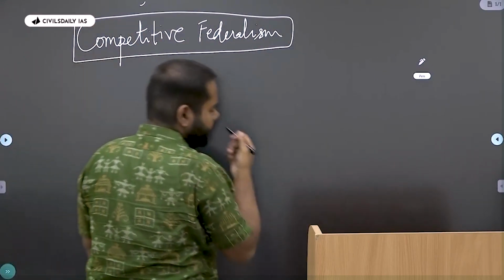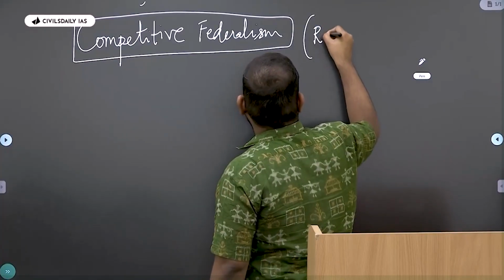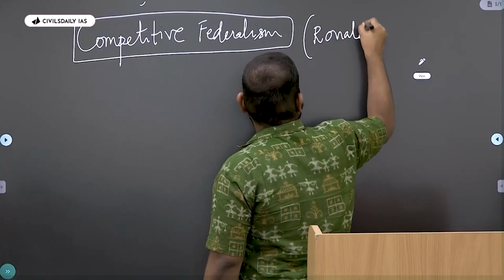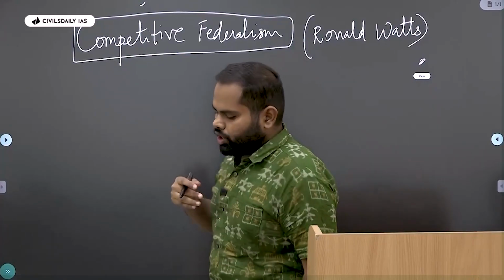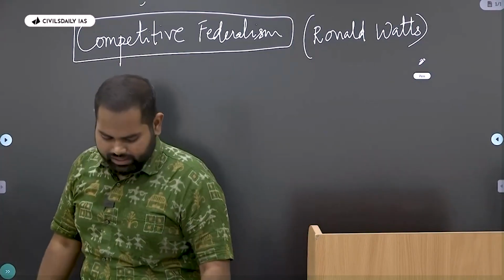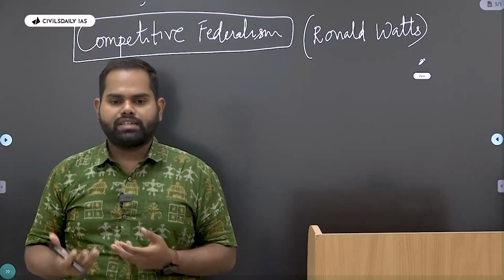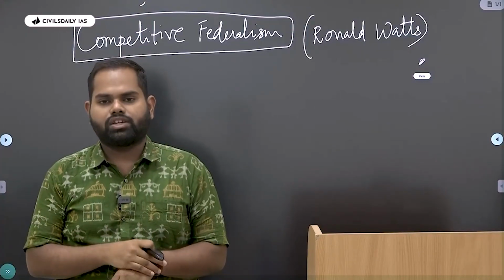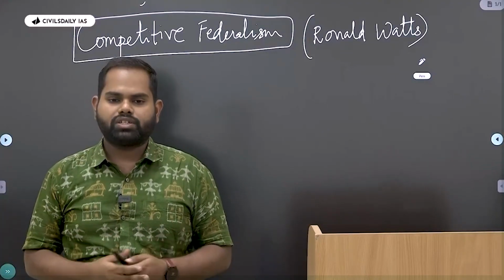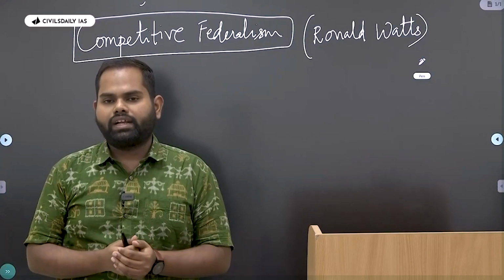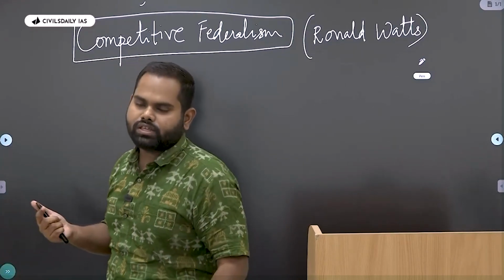Similar to cooperative federalism, where there's the idea of Granville Austin, here there is the idea of Ronald Watts. What essentially he says is that when you put different economies into competition, you get the best out of them, which is basically what the capitalist economists say. That also says that when you put different governance structures in competition, the quality of the services that the citizens get also gets enhanced. So that is his conceptualization.